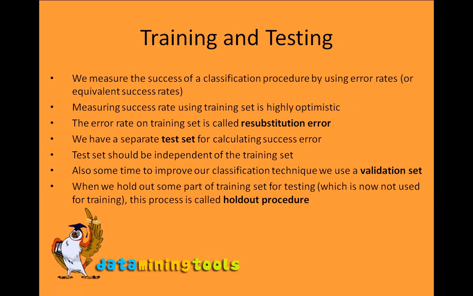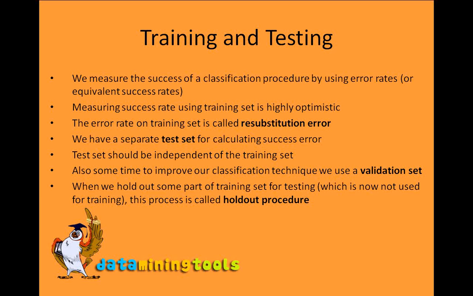Training and testing. We measure the success of a classification procedure by using error rates. Measuring success rates using the training set is highly optimistic, as we have already used this training set to train our model. So using this training set again to measure the error rate will be highly optimistic. If we use the training set to measure our error, then this kind of error is called resubstitution error.